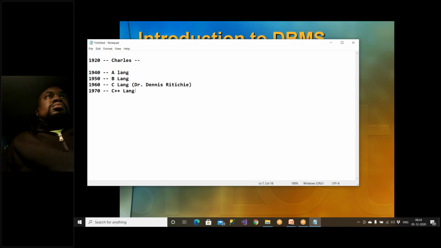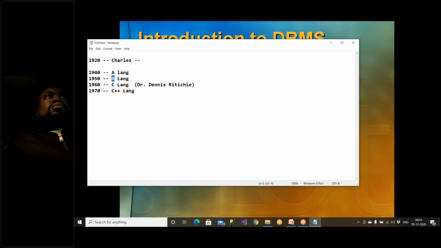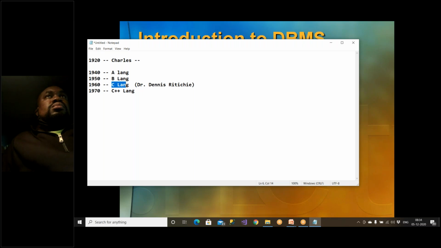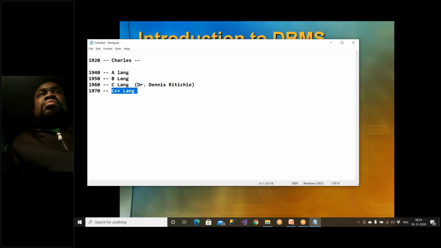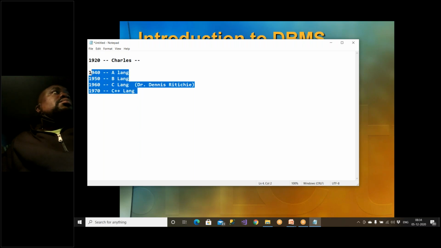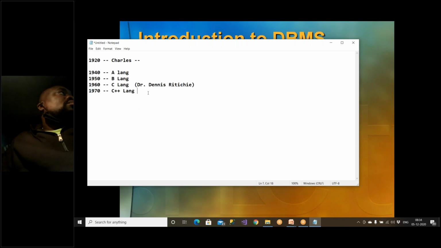Clear? So there is a language called A to communicate to the computer. There is a language called B. Then there is a language called C. This became so popular worldwide. Clear? But even though it has a lot of features, it is still missing a lot of them. So in 1970, we got a C++ language. Clear? So all these things are called languages.